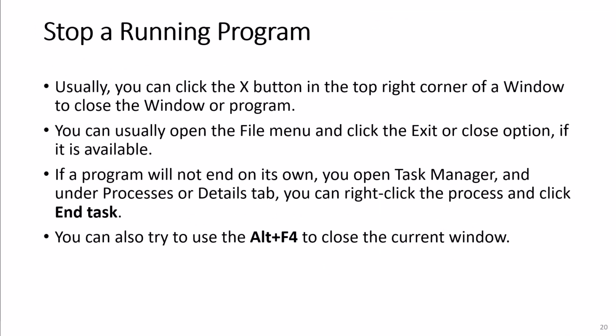Usually, you can click the X button in the top right corner of a window to close the window or program. You can also usually open the File menu and click the Exit or Close option if it is available. If a program will not end on its own, you can also open the Task Manager, and under the Processes or Details tab, you can right-click the process and click End Task. You can also try to use Alt F4 to close the current window.